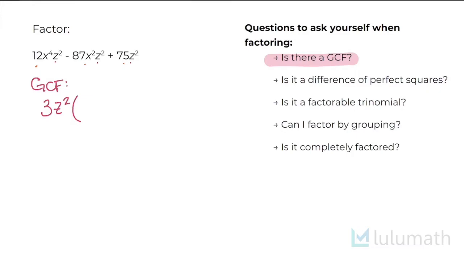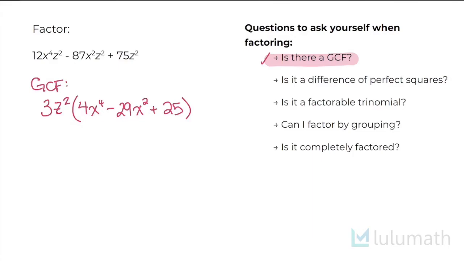When I factor it out, 12 divided by 3 gives me 4. I can copy down x to the power of 4 because there are no x's in my GCF, and then the z squareds cancel. Minus 87 divided by 3 gives me 29. And then I've got x to the power of 2, and then the z squareds also cancel. Lastly, I've got positive 75 divided by 3, which is positive 25, and then the z squareds cancel each other out. So we're done with the GCF part.